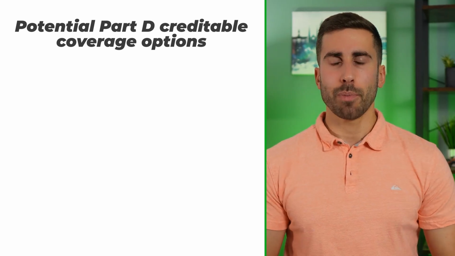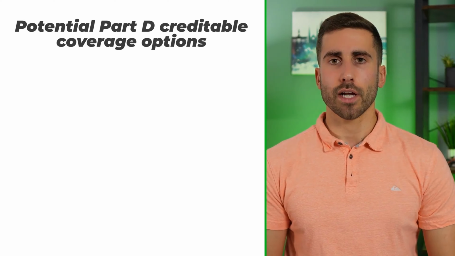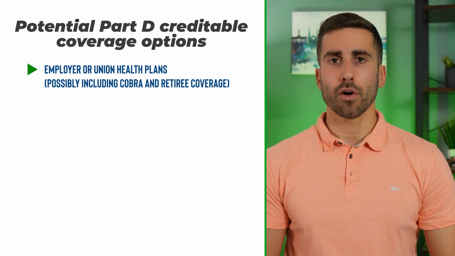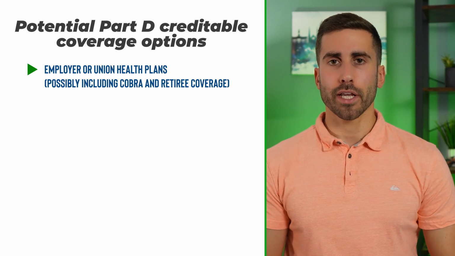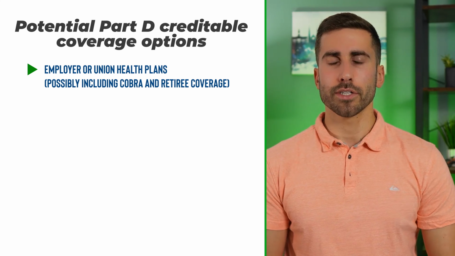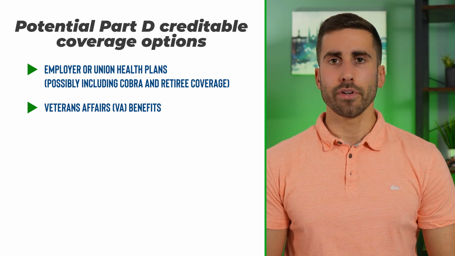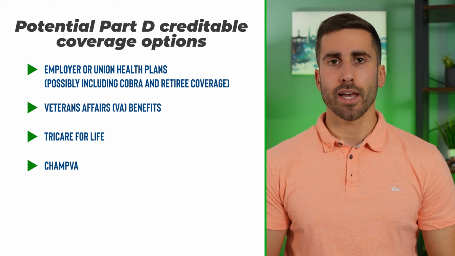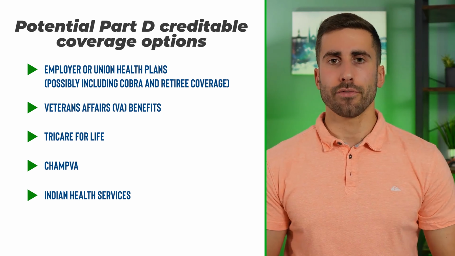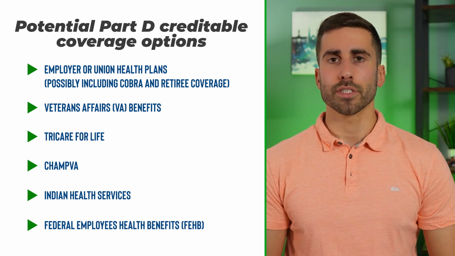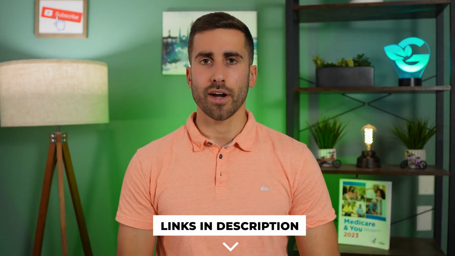Although this list does not cover every option, some possible Part D creditable coverage examples include employer or union health plans. This also can include COBRA and retiree coverage, or you can have VA health benefits, TRICARE for Life, CHAMPVA, Indian Health Services, and the Federal Employees Health Benefits Program. Again, that is not every option, so we will link to more resources in the description below for other creditable coverage.